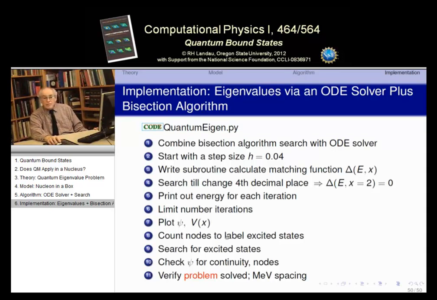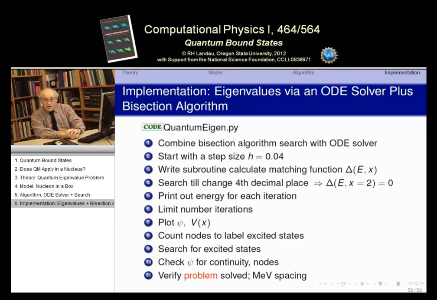How do you know whether it's an excited state or a ground state? You just count the number of nodes. No nodes is the ground state. One node would be the first excited state, two nodes, second excited state. That's the label you use. So look for a bunch of excited states. If you don't find them, make the well a little deeper until you start finding them. They should be there. So get the excited state, check for continuity, and then finally, when you're done, verify that we solved the original problem.